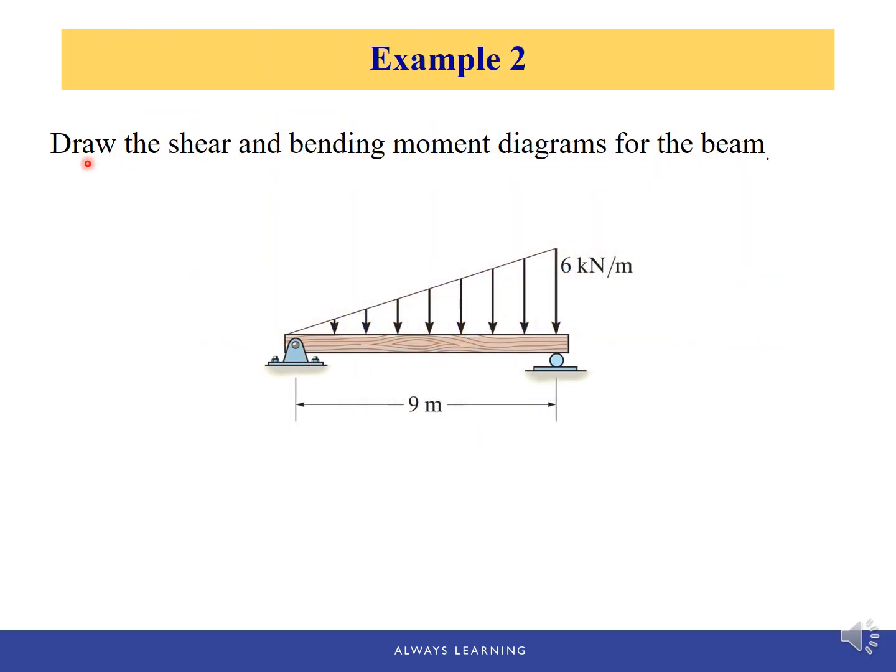Example 2. Draw the shear and bending moment diagrams for the beam. And this beam is subjected to distributed load. And this distributed load is not a uniformly distributed load. Instead, it is a linear distributed load. It increases from 0 at the left end all the way to 6 kN per meter at the right end.